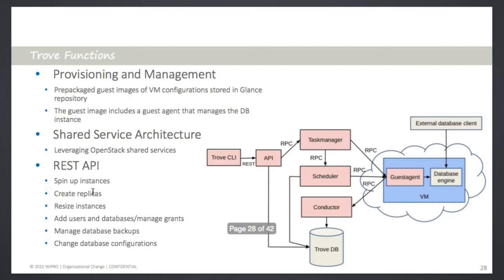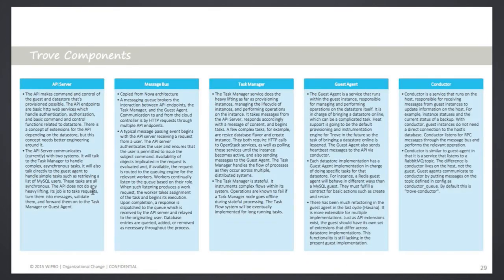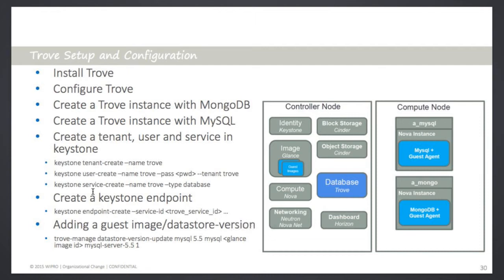And Trove has quite a few functions for provisioning and sharing the services, and the good thing is it provides a REST API. It's completely REST API driven, so you can invoke it in a very efficient way. Some of the components are listed here: guest agent management, task management, messaging, things like that. There are some steps to launch it which may need professional services to help you install and configure different nodes, such as controller nodes and compute nodes. All of these are deployed on OpenStack as different components.